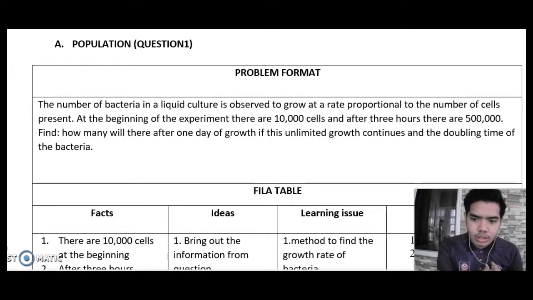The question sounds like: the number of bacteria in the liquid culture is observed to grow at a rate proportional to the number of cells present. At the beginning of the experiment, there are 10,000 cells, and after 3 hours, there are 500,000 cells. Find how many there will be after 1 day if the unlimited growth continues, and the doubling time of the bacteria.